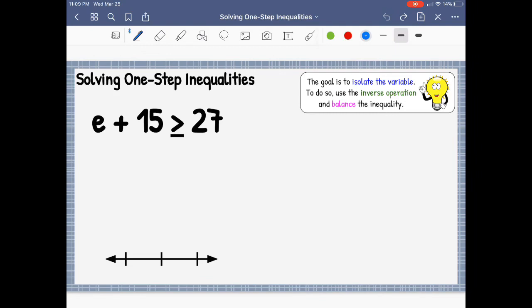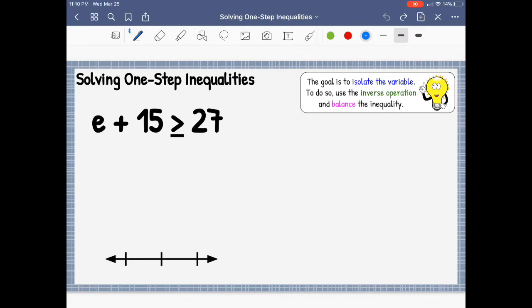E plus 15 is greater than or equal to 27. So we are going to solve this to find all the values that E can be to make this inequality true. Well, first, let's look at our variable. Which operation is happening to the variable? E and 15 are being added together. So the inverse operation of addition is subtraction.